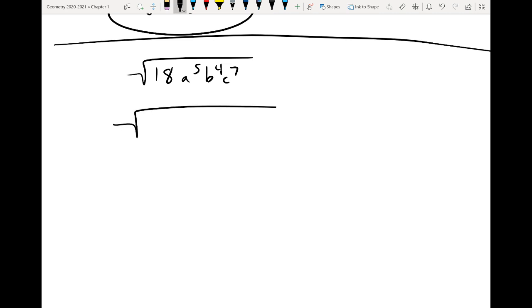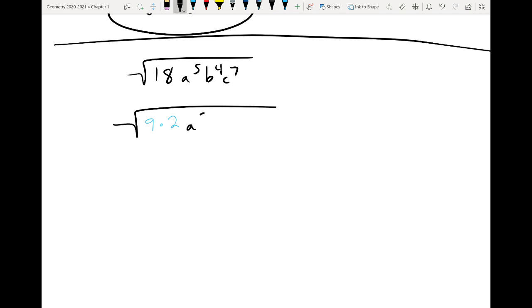Let's first deal with the integer portion of the term, 18, and then we'll deal with the variable portion of the term, a to the 5th, b to the 4th, c to the 7th. So again, first deal with the numbers, then deal with the letters. Now let's break up 18. 18 would become two things, right? Two factors. One of them has to be a square number: 1, 4, 9, 16, 25. Well, 16 is already more than half of 18. 25 is greater than 18, so those are out of the question. So 1, 4, 9, yeah, 9 will work, right? 9 is going to be a factor.